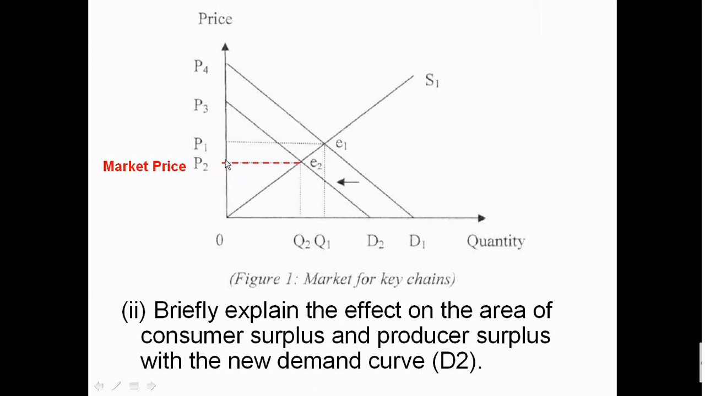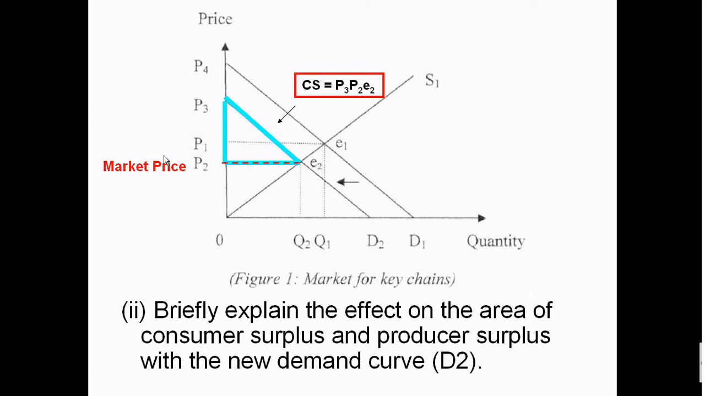So again, the area of consumer surplus will be the area below the demand curve and above the market price. So this triangle. Yep. So this is the new consumer surplus. It's represented by the area P3, P2, E2. So P3, P2, E2. This will be the area of the new consumer surplus.